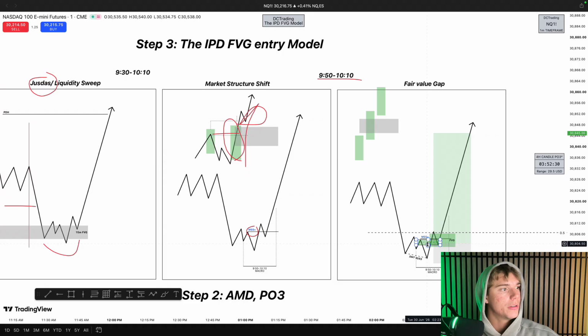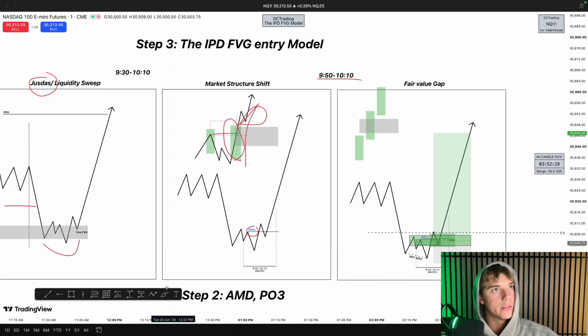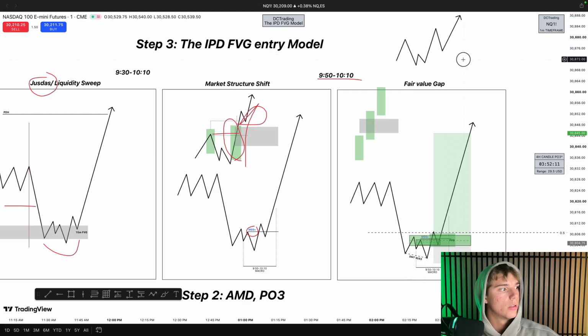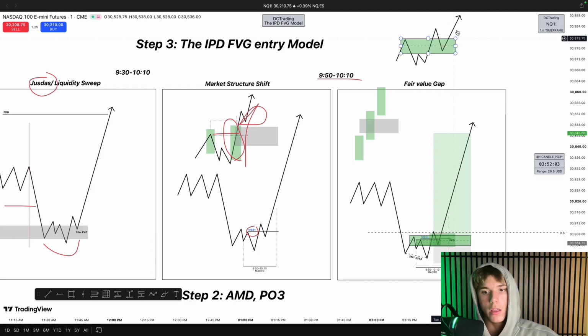And option number 3 is going to be a breaker block, right? Breaker block is going to be move up, move down, move up, move down, something like this. Bam, bam, bam. And your breaker block is going to be this right here. Price comes down into it and goes back out. A breaker block is a failed order block. That's the best way to think about it.